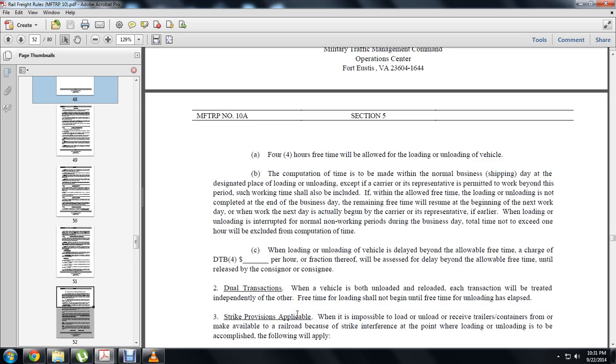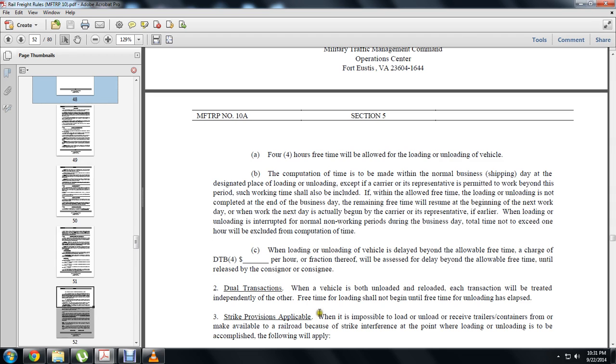When loading and unloading is delayed beyond the allowable free time, a charge of the DTB number per hour or fraction thereof will be assessed for the delay beyond the allowable free time until the release of the consignor and consignee's dual transaction vehicle, unloaded and reloaded. Then each transaction will be treated independently of the other. Free time for the loading shall begin with the free time for unloading and the elapsed striking provisions, if applicable.